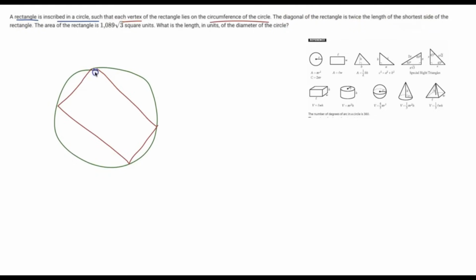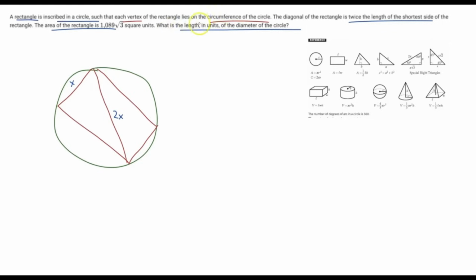So the diagonal, which is going to look like this, just going across from one corner to the other, is going to be twice the length of the shortest side of the rectangle. So this right here is our shortest side, and so let's just label that x. And it's twice the length, so we can call this 2x. Therefore, that is twice the length. The area of the rectangle is 1089 times square root 3 square units. What is the length in units of the diameter of the circle?